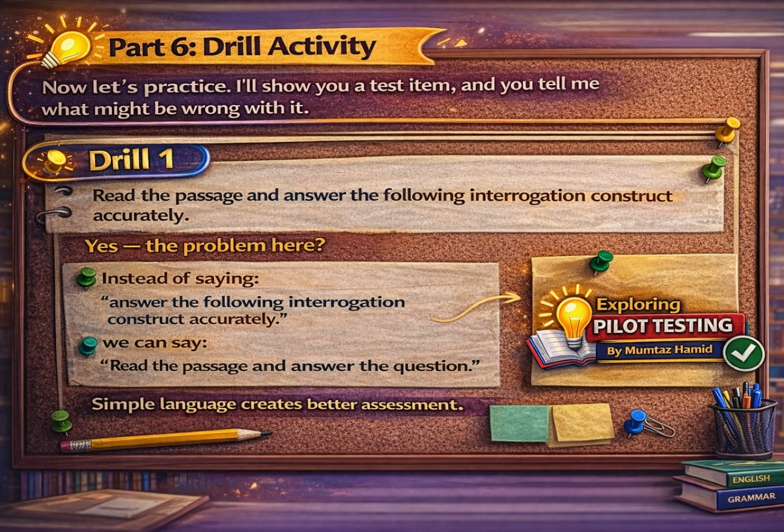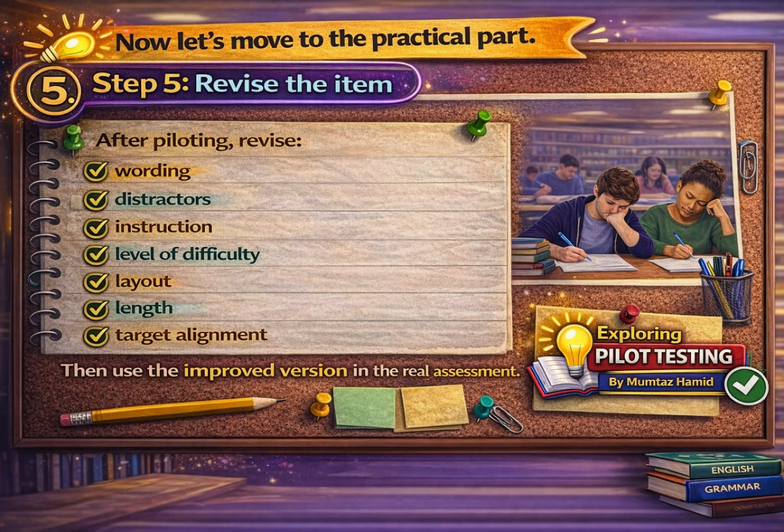Drill activity, students. Now let's practice. I'll show you a test item and you tell me what might be wrong with it. Drill 1. Read the passage and answer the following interrogation construct accurately. Students, what is the problem here? A. Yes. The instruction is unnatural and too technical. Instead of saying, answer the following interrogation construct accurately, we can say, read the passage and answer the question. Students, simple language creates better assessment.